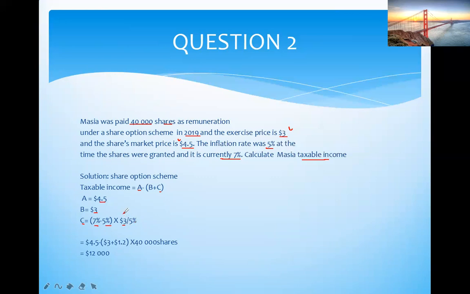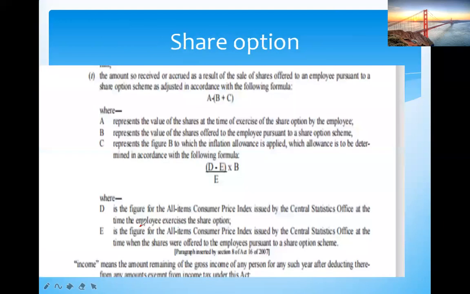We divide almost everything, according to the formula, right? We divide almost everything by what? By 5%. This is how we determine the value of C. So we are actually trying to give the inflation allowance. Let me go back so that you can see how we determine it.